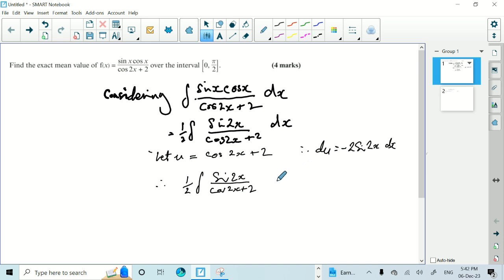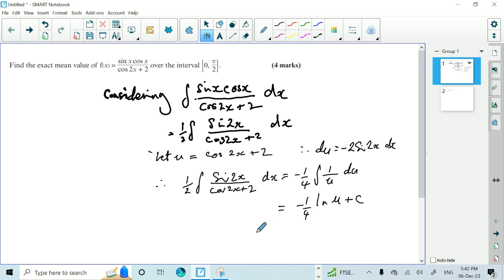equal to, and now here's the substitution, a half times minus a half times a half is minus a quarter, times the integral of 1 over u du. And we'd have that equal to minus a quarter natural log of u plus c.